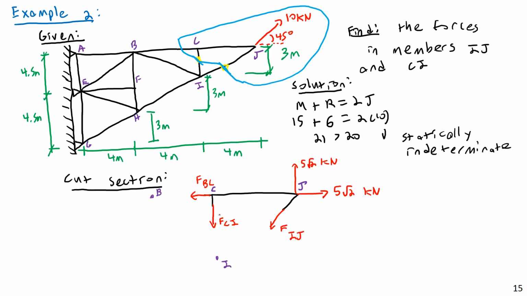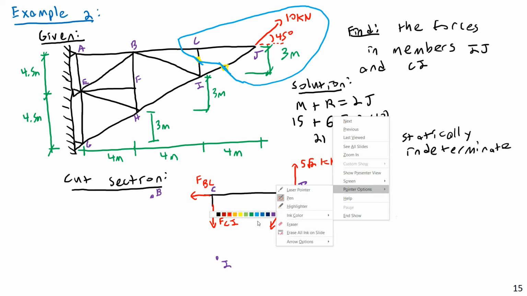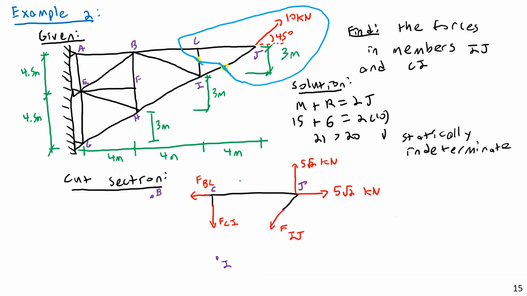In members IJ and CI. So we're looking for this one and this one. All right, so let's see, how could we do this? Well, the easiest way to do this, actually, let me put the dimension here, a crucial dimension. This is 4 meters.